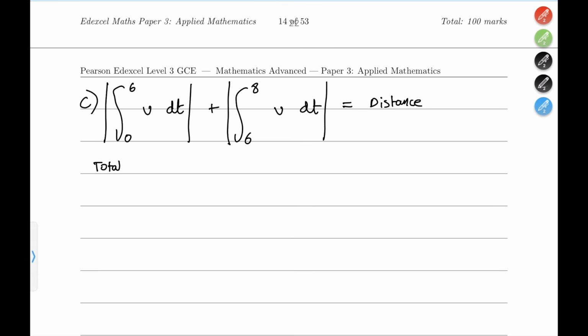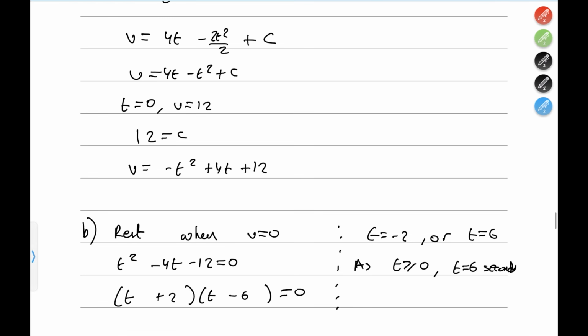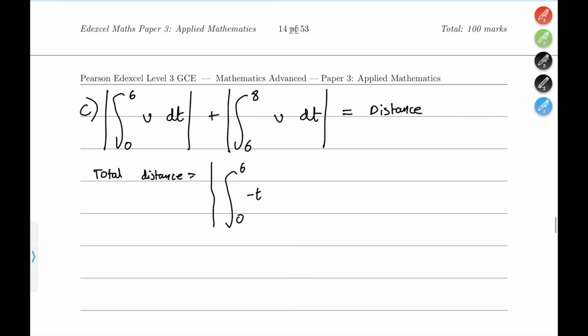Okay, so total distance is equal to the magnitude between 0 and 6 of the integral of minus t squared plus 4t plus 12 with respect to time, plus the exact same thing between 6 and 8, of minus t squared plus 4t plus 12.